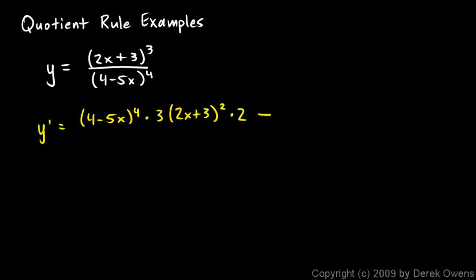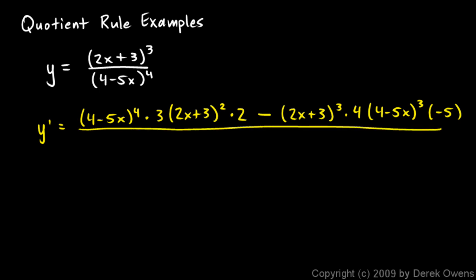Now we do minus high d low. So high is (2x plus 3) cubed times the derivative of the bottom. And again, we apply the power rule and the chain rule. So that's 4 times (4 minus 5x) cubed times the derivative of the inner function, which will be negative 5. And all of that is over the denominator squared. So that would be (4 minus 5x) to the power of 8.